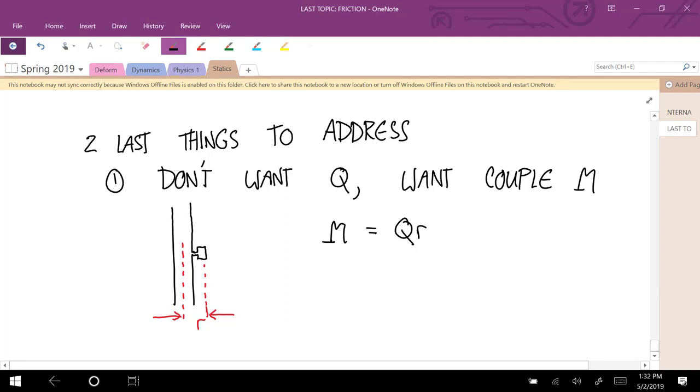And then that's a couple that you can apply however you want. You can put a big handle on it, and that's the couple you'd have to apply with the big handle, or you can put a foot pusher pedal thing, and whatever you do, somehow you're applying that couple of M. Okay, so that one was easy.